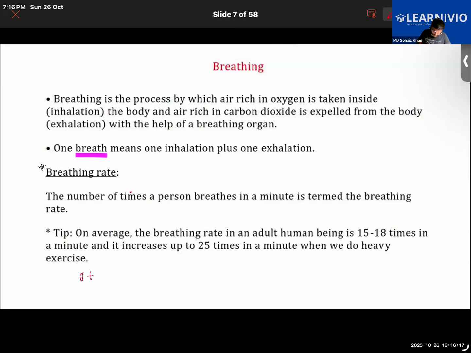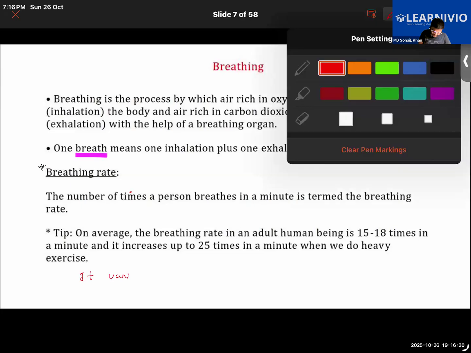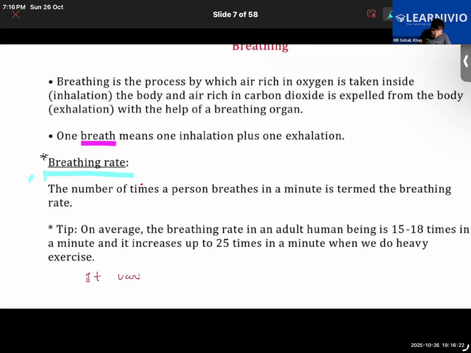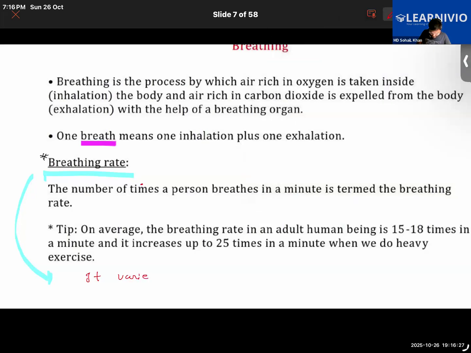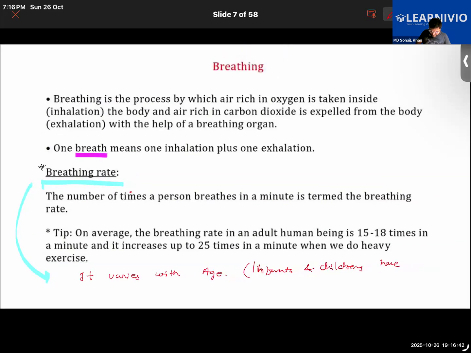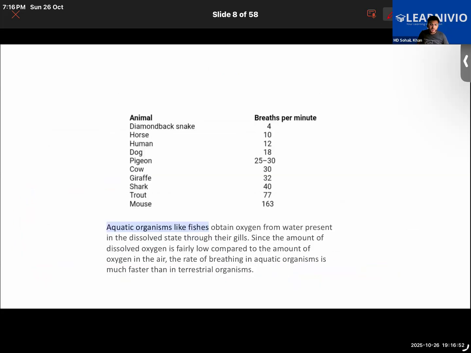So talking about the breathing rate here, it varies with age. Infants and children have a higher breathing rate.